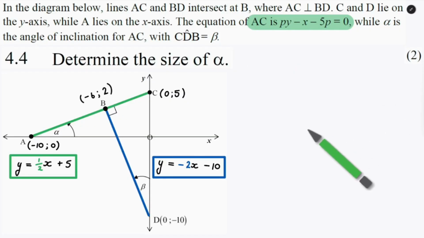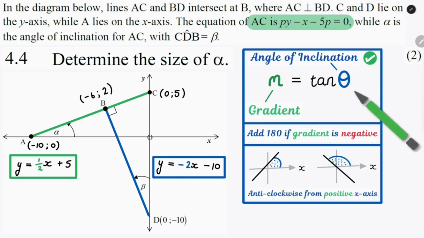In question 4.4, we need to determine the size of alpha. Alpha is an angle that's down here. Anytime I want to get angles in analytical geometry, I need to use my angle of inclination formula, which is m equals tan theta, m representative of the gradient, and theta is representative of your angle of inclination. So if I have an increasing line, you basically go a little bit right of your line, and then you go anti-clockwise till you touch your line. So if I demonstrate it with this line, I'll go a little bit right, go anti-clockwise till I touch my line. So alpha is in fact the angle of inclination for the green line.